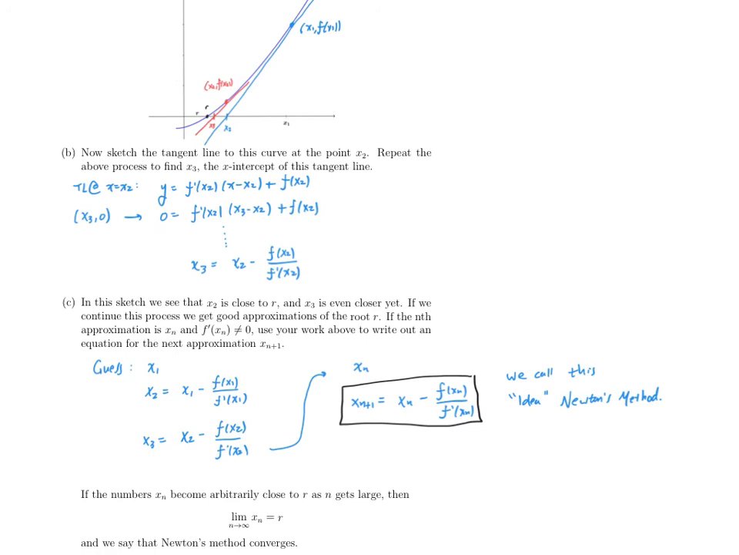And when we use this method to approximate the root of a function, remember that's what we're trying to do, is get close to this value at that root r. If these numbers x sub n that we get through our iterative scheme above become arbitrarily close to some value r as n is getting large, then we will say Newton's method converges, and it converges to the root r which we are trying to approximate.